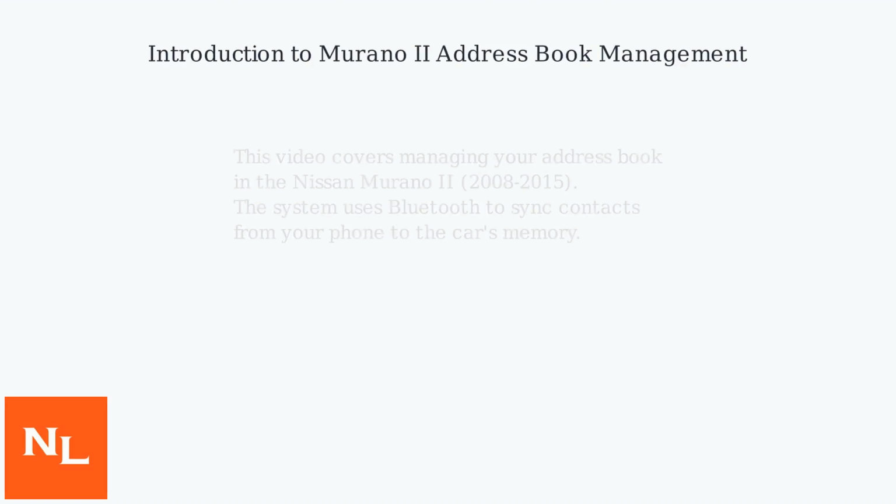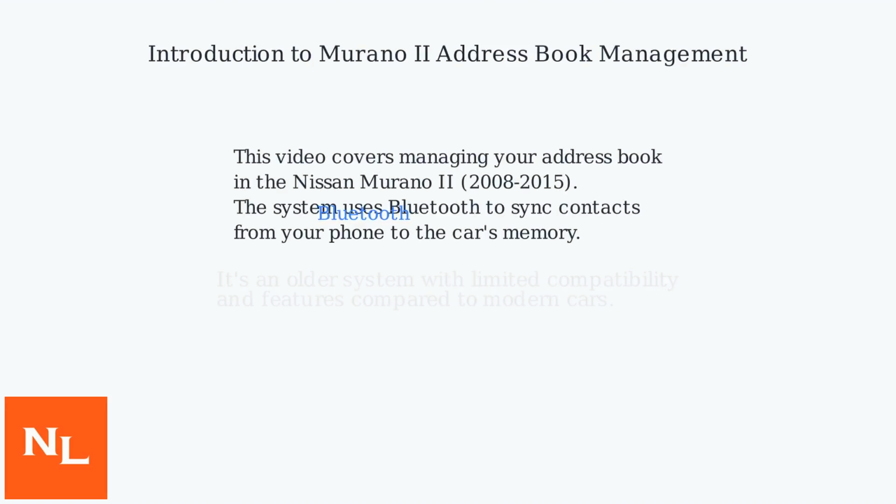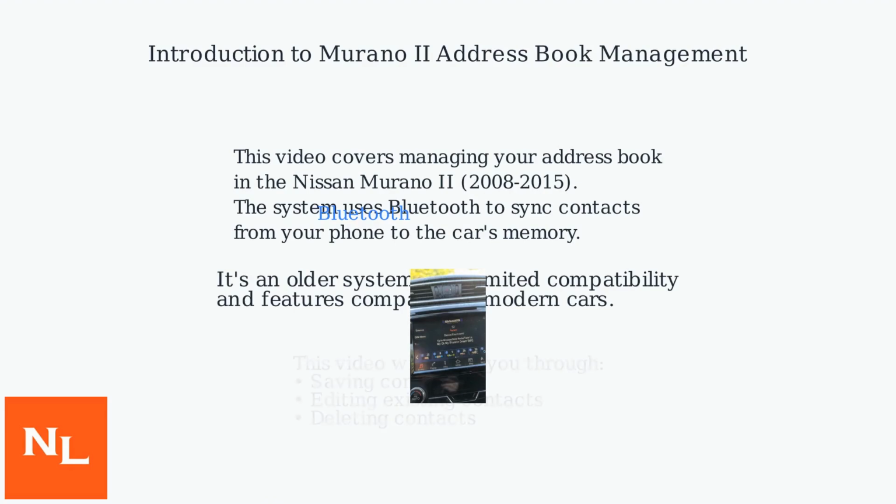Welcome. This video covers managing your address book in the Nissan Murano II, 2008 to 2015. This system relies on Bluetooth to sync contacts from your phone to the car's memory. It's an older system, so compatibility and features are limited compared to modern cars. This video will guide you through saving, editing, and deleting contacts.